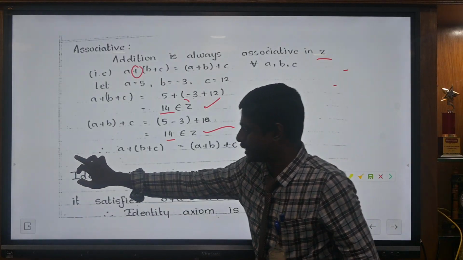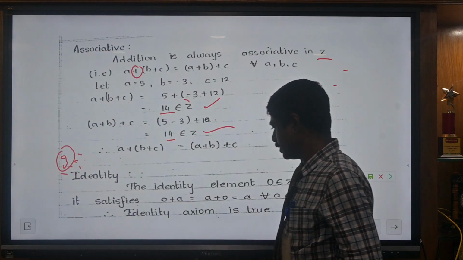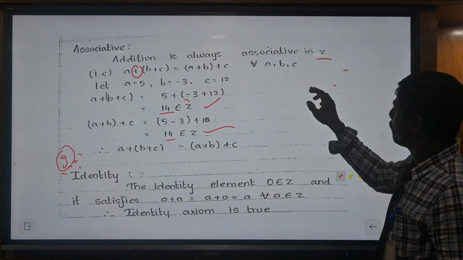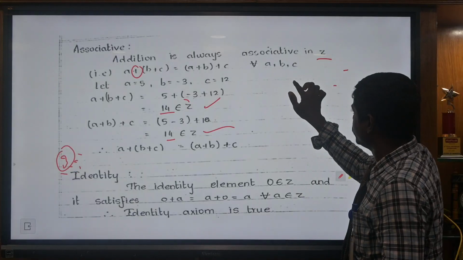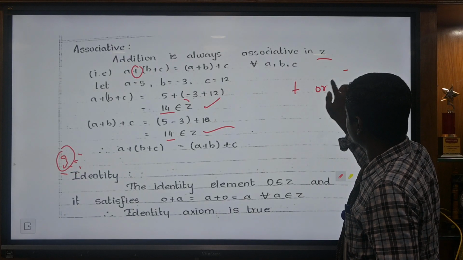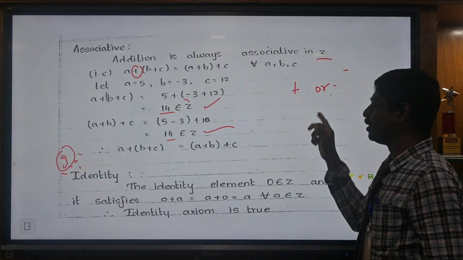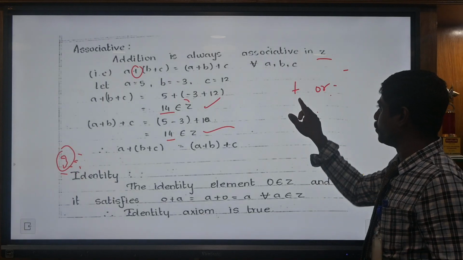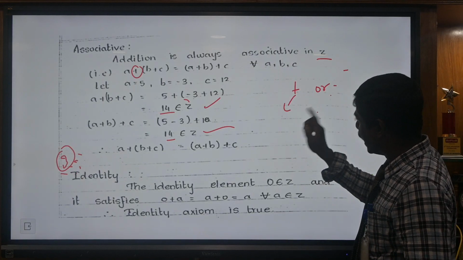Number three, the third condition: identity. Here you can remember and just recall. Here two operations we are using: one is plus, another one is dot, which is for multiplication. Please remember, for plus the identity element is always 0, and for multiplication it is 1.